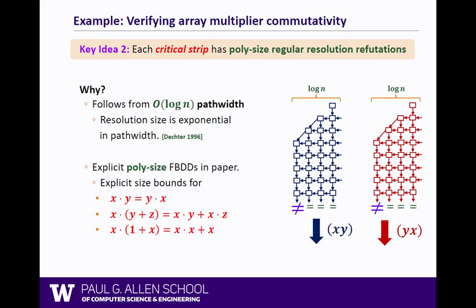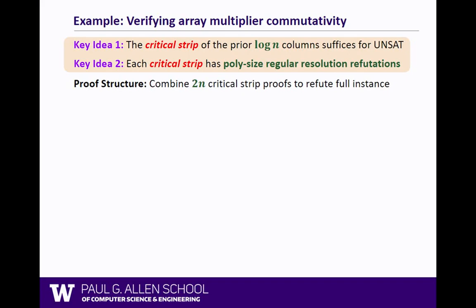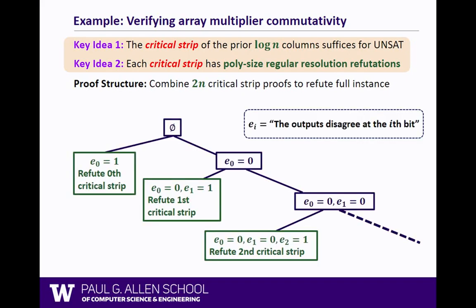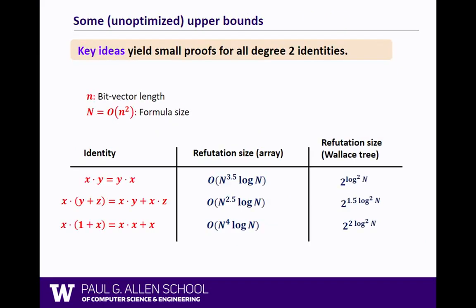Okay, so combining these key ideas, one and two, we obtain a proof that looks like this, sort of a right linear tree, where on the spine we just query these output bits until we find a bit that disagrees. And once we find that disagreeing bit, we go into this poly-size critical strip refutation. And of course, combining all those polynomial size proofs, there are 2n of them, our overall proof is also polynomial in size. Okay, so these are some of our explicit bounds for these proofs.